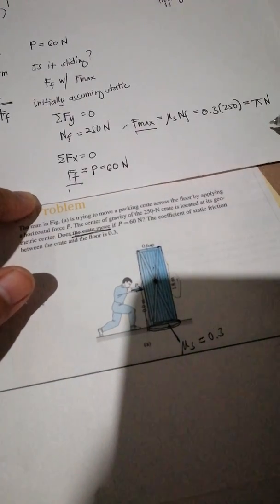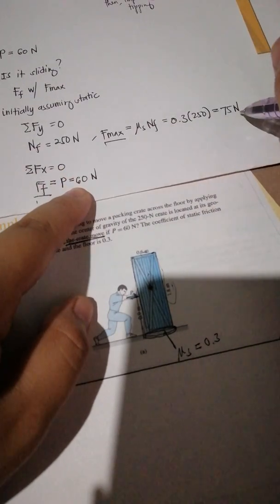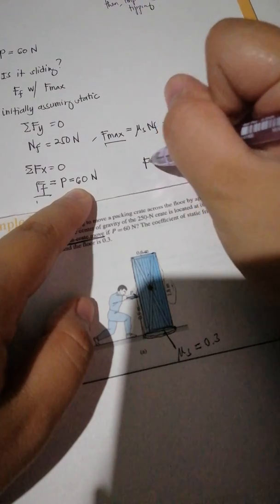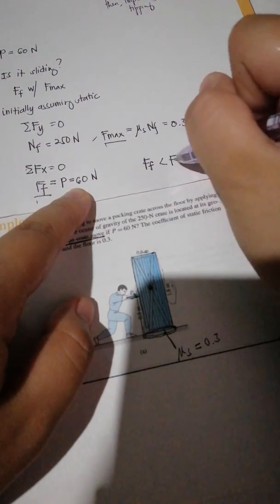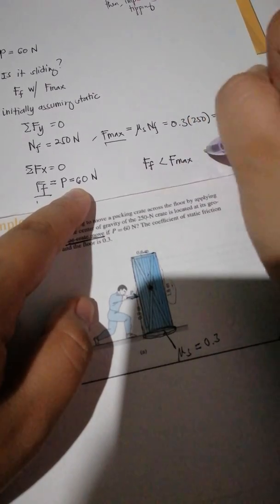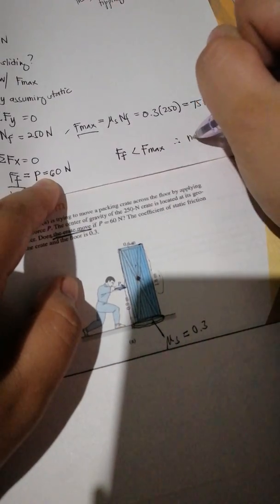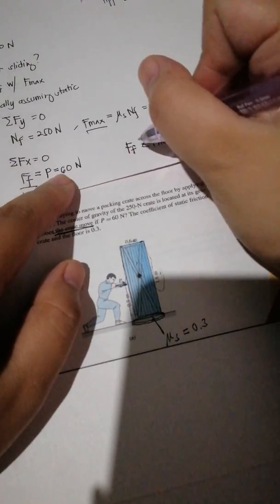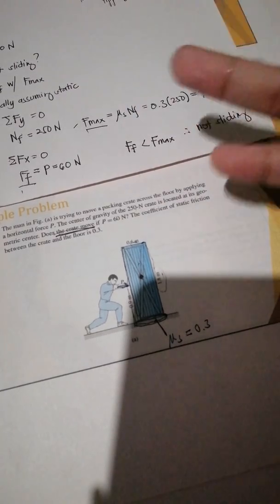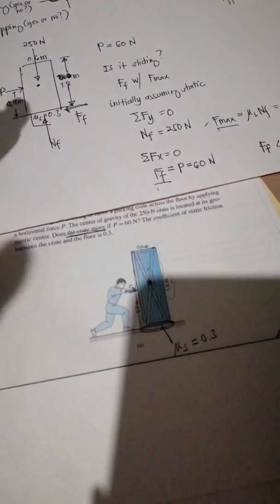Okay, we now compare the F maximum and the actual friction force on a static case. So we have found this is 60 newtons, this is 75 newtons. The actual friction force on a static case is less than the maximum static friction. Therefore, it's not sliding. If it's equal, it's impending, still at rest, because when you say impending, it's only on the verge, but it's not actually moving yet. Okay, so it's not sliding.